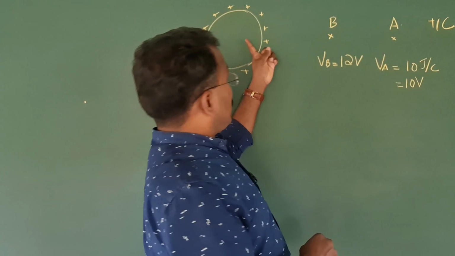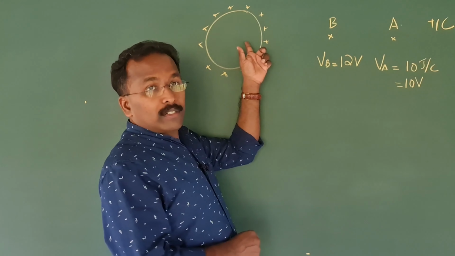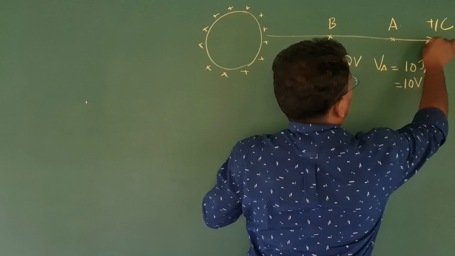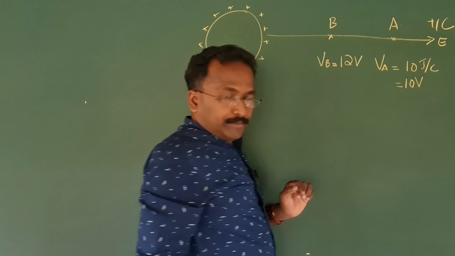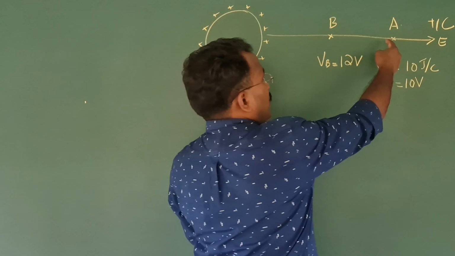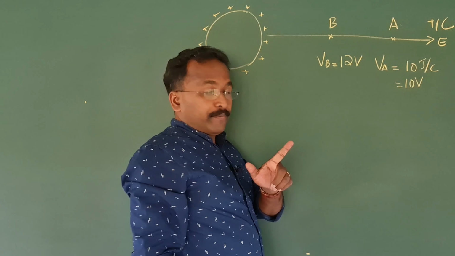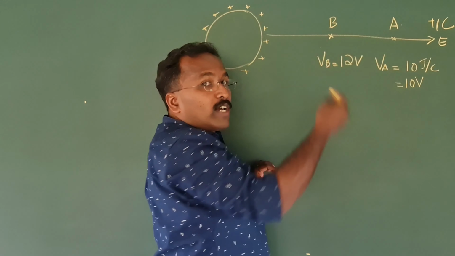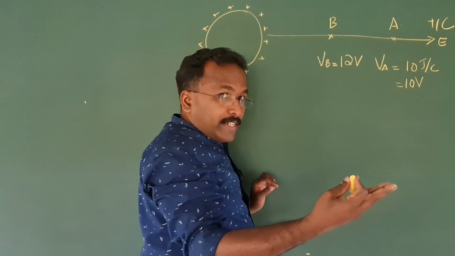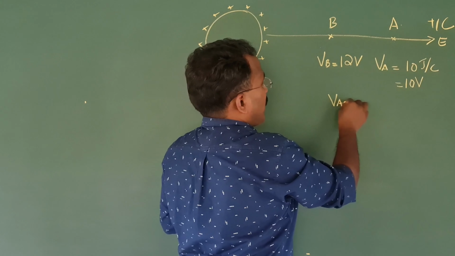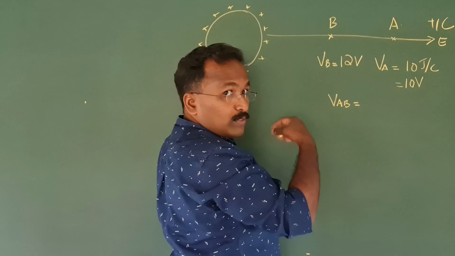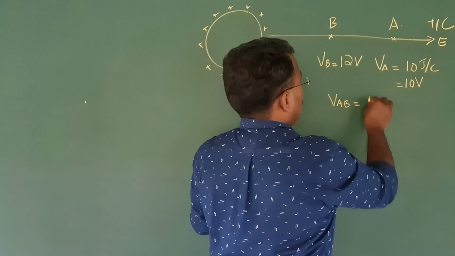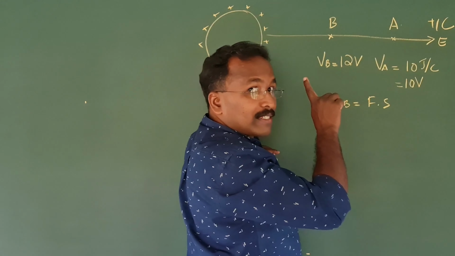You know, this charged ball creates electric field in this direction. This is the direction of electric field. We calculate potential difference in another way. You are bringing a charge from A to B. The work done for that is the potential difference. So potential difference VAB is equal to, we calculated the way of work done. Okay, it is F dot S, last year.